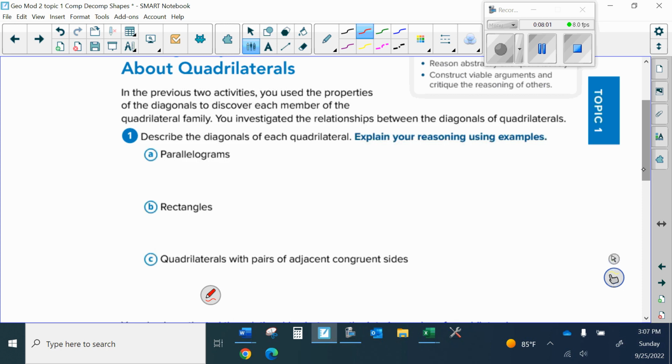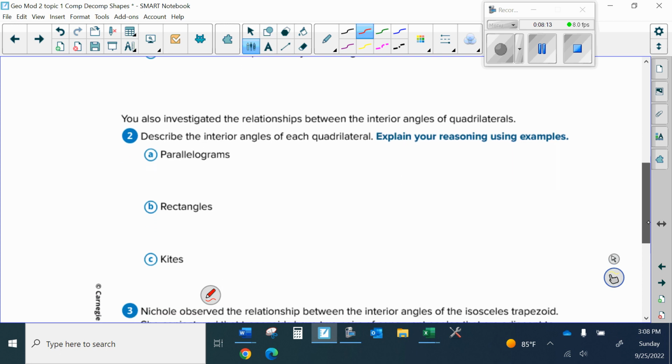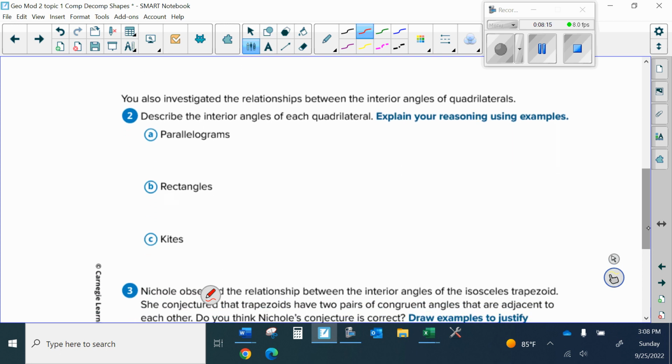Describe the diagonals of each quadrilateral. So you're going to use your quadrilateral hierarchy sheet to answer these questions right here. I'm not going to tell you. Use your quadrilateral hierarchy sheet and fill those in. So when it says the interior angles, it just means the angles. So what can you say about the angles of a parallelogram? Again, in a rectangle and a kite. Now we're just talking about the interior angles, the angles of themselves. So read on for your properties and list them right here.